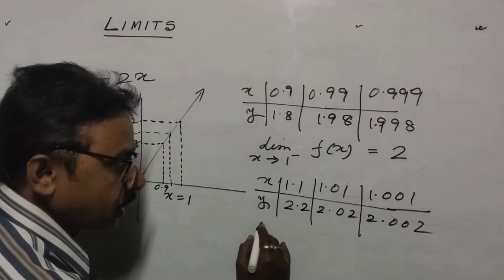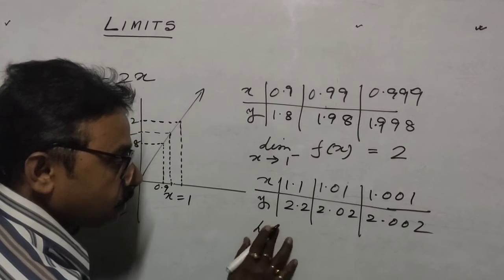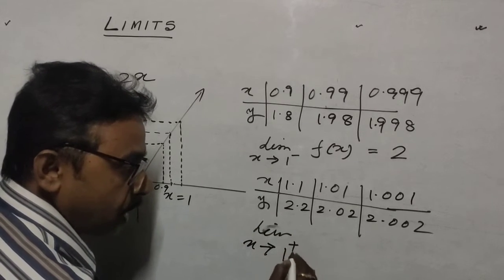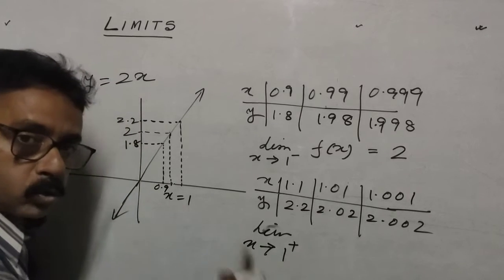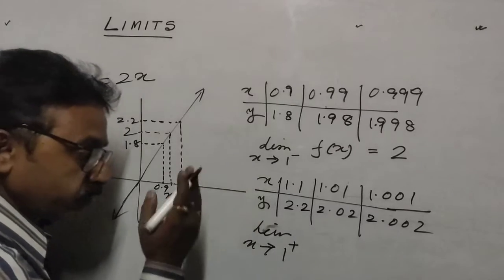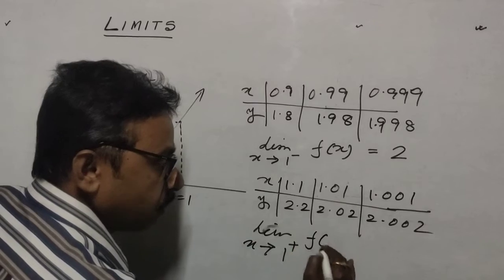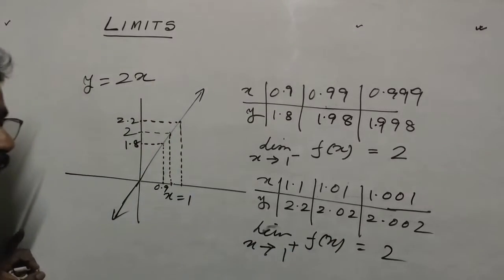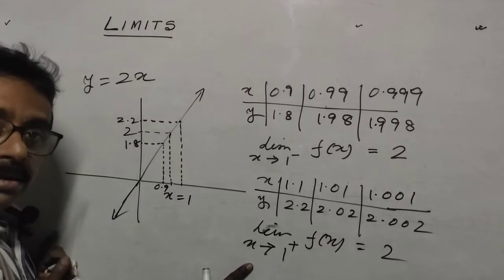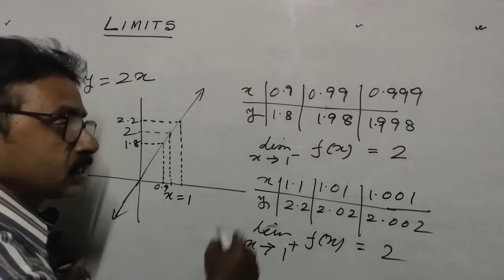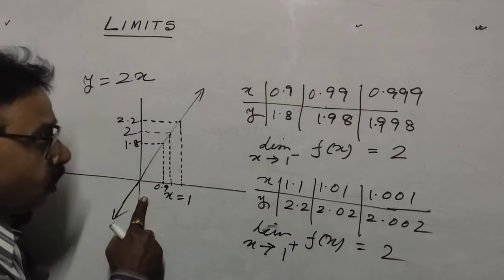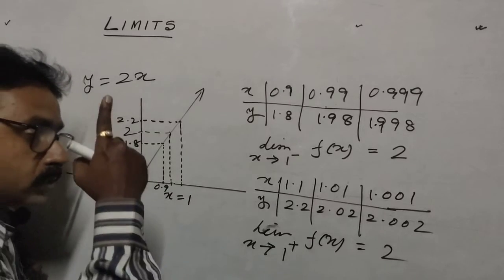And that we can write as limit x tends to 1 plus. 1 plus means x is very close to 1 but greater than 1. That is, x moves towards 1 from the right hand side. And for these values of x, the functional value f(x) is coming 2. So this is called the left hand limiting value, and this is called the right hand limiting value. For both of these we are getting the same value. That means x moves towards 1 either from the left hand side or right hand side, and f(x) moves towards the same point 2.